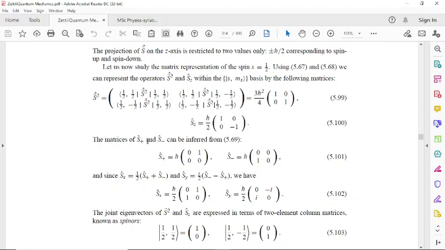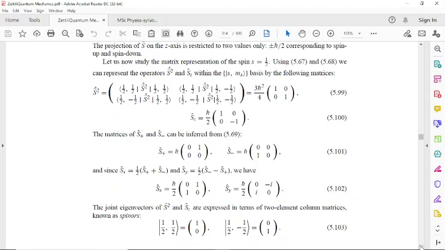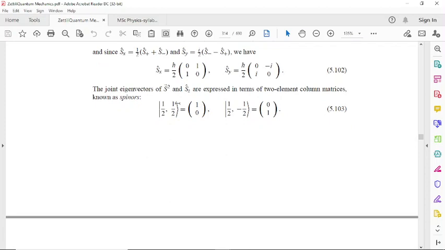The matrices S plus and S minus are given by: S plus is equal to h cross times the matrix 0 1, 0 0. S minus is equal to h cross times the matrix 0 0, 1 0. And Sx is h cross by 2 times the matrix 0 1, 1 0. Sy is equal to h cross by 2 times the matrix 0 minus i, i 0. And these S square and Sz are expressed in terms of two-element column matrices known as spinors. That is, |1/2, 1/2> we can express as the column 1 0, and |1/2, -1/2> as the column 0 1. These are spinors.